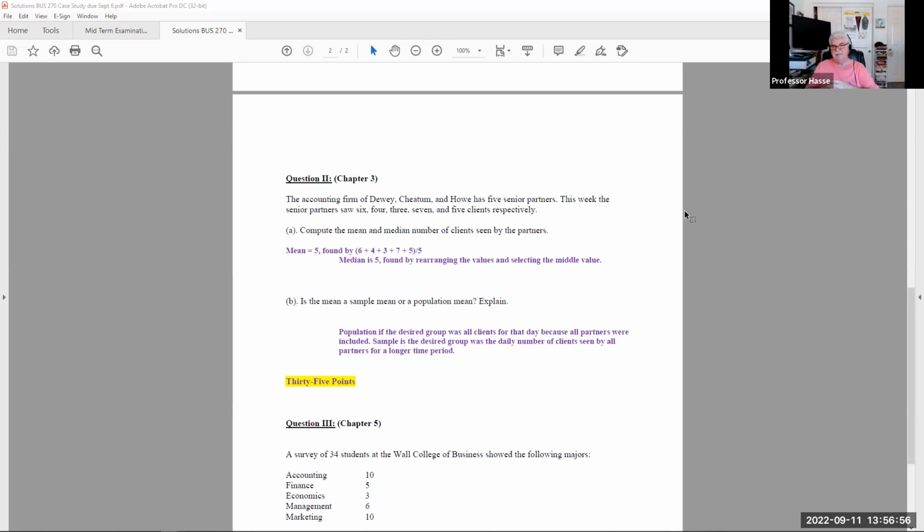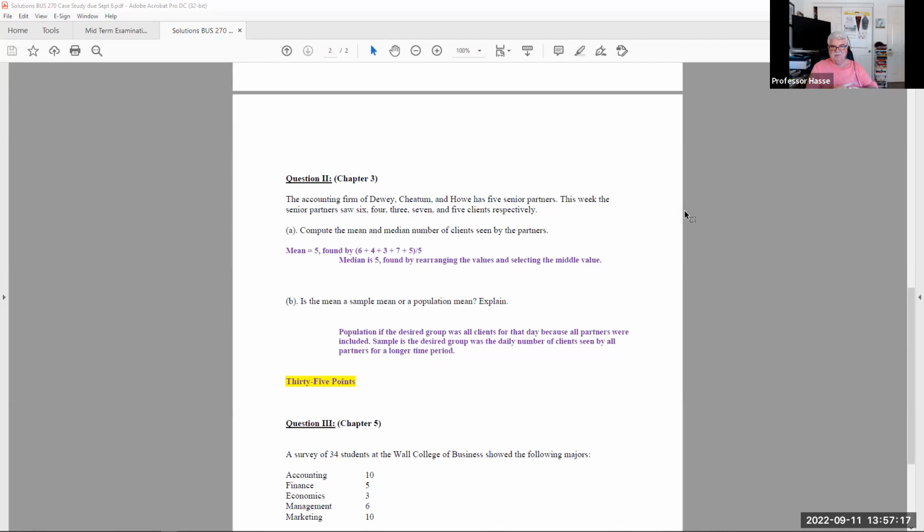That's the mean. The median is the midpoint of these numbers. If you arrange them in order, 3, 4, 5, 6, and 7, 5 is exactly in the median, the midpoint. There's 2 numbers above and 2 numbers below, and there you go. So they're pretty easy on that one.